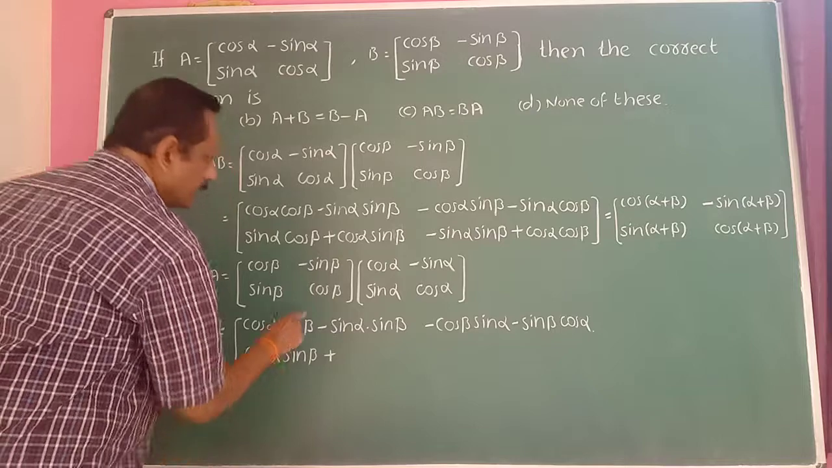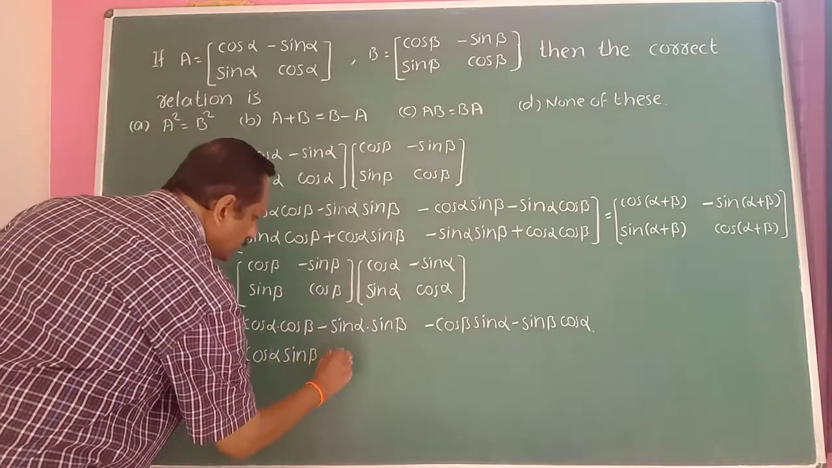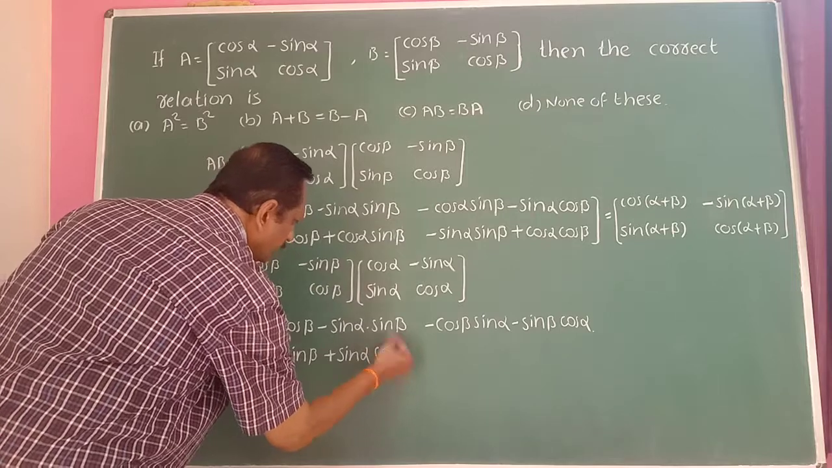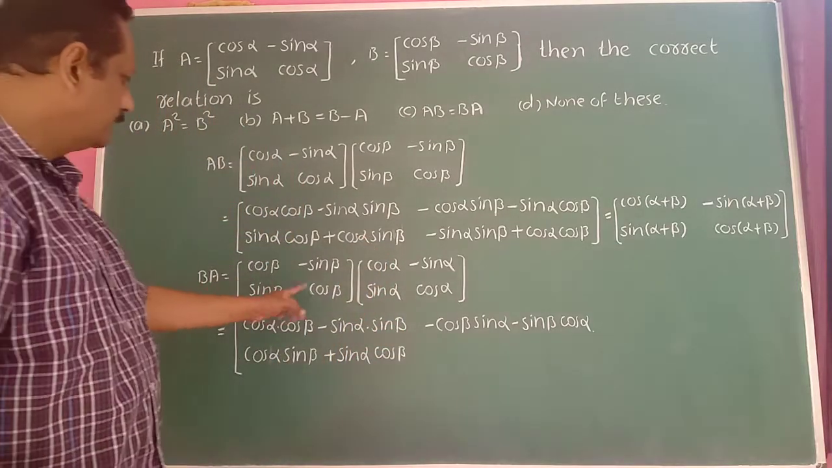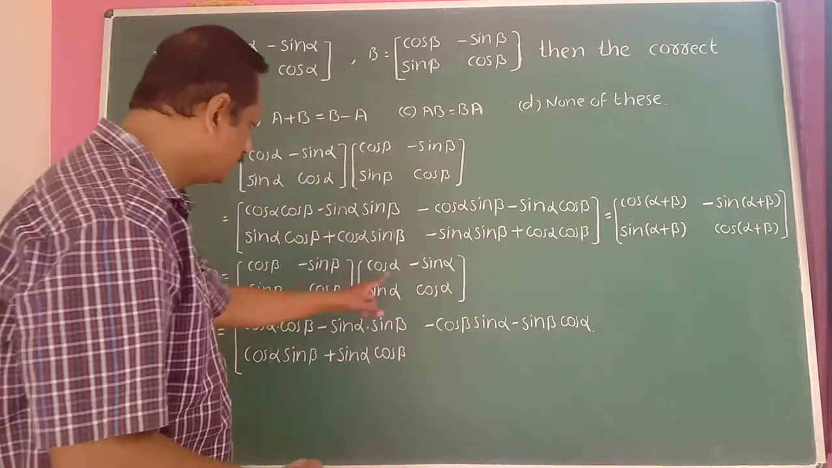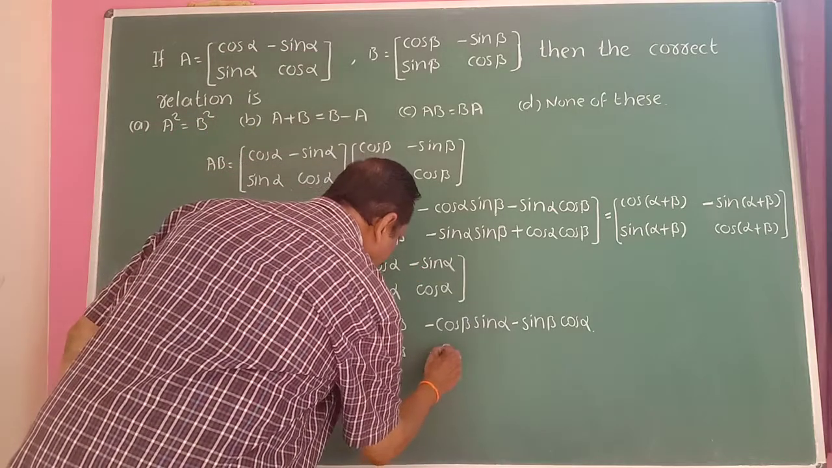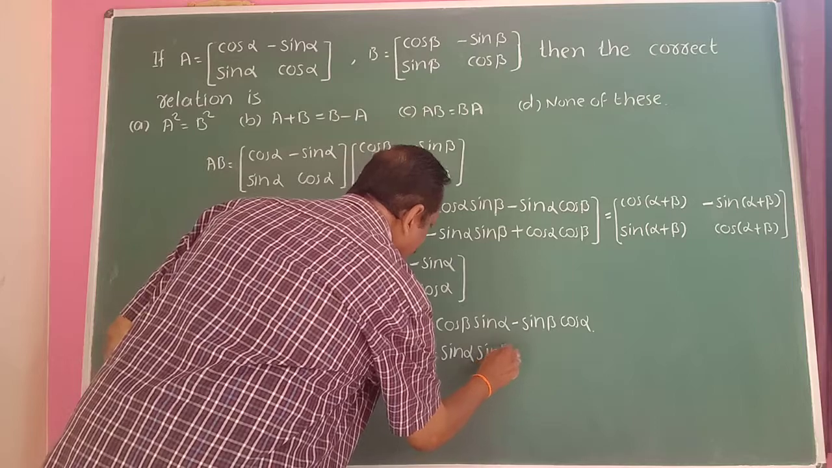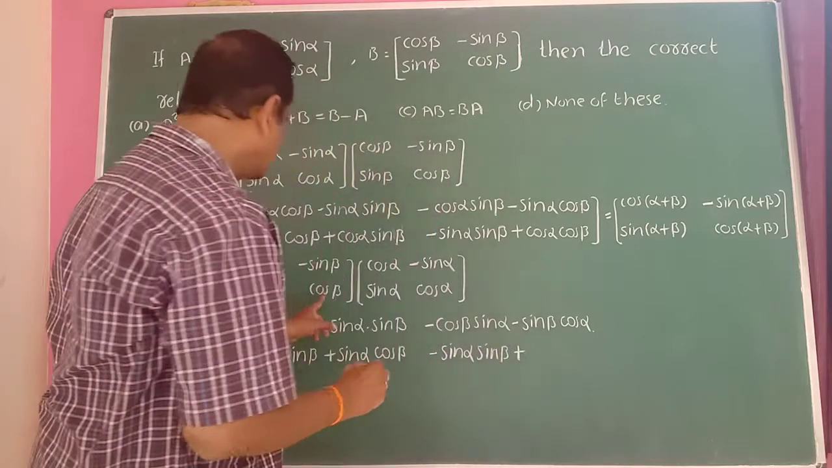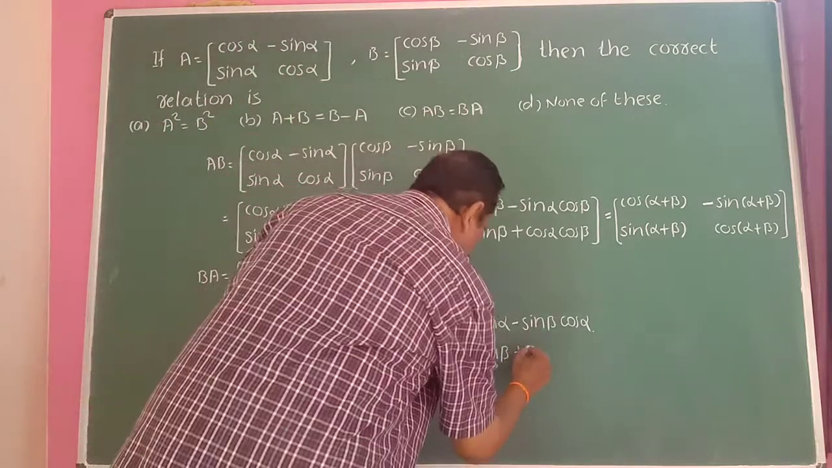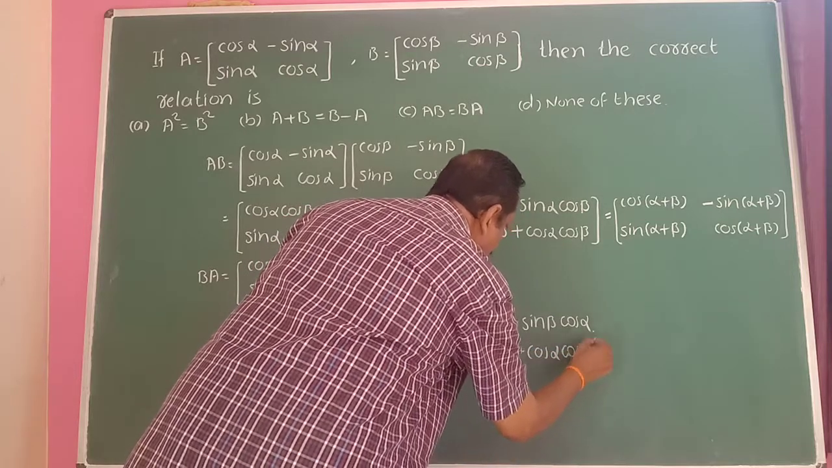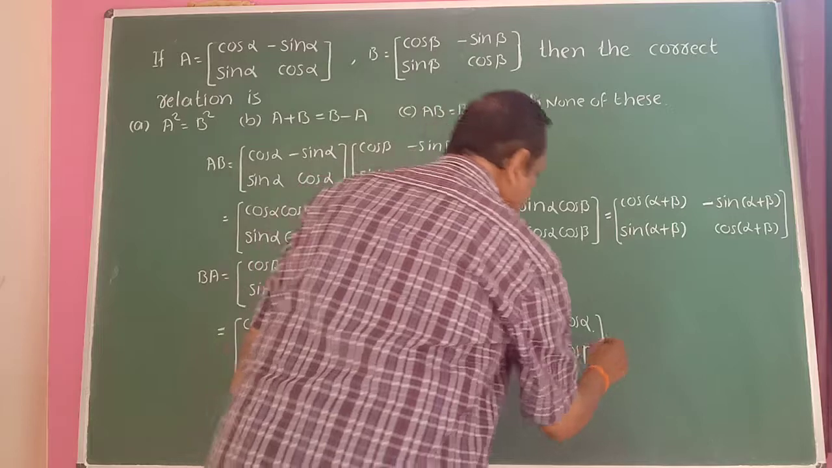Then plus cos beta into sin alpha, so sin alpha into cos of beta. Then multiply this row with the column here: sin beta into minus sin alpha, minus of sin alpha into sin beta. Then plus cos beta into cos alpha, so cos alpha into cos of beta.